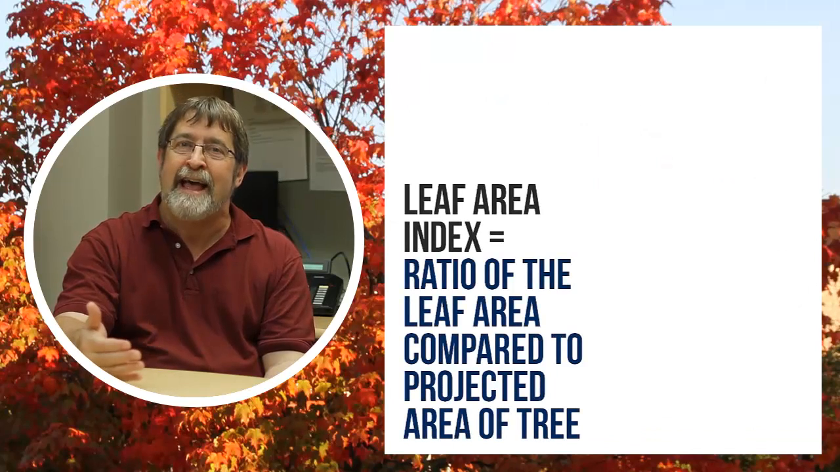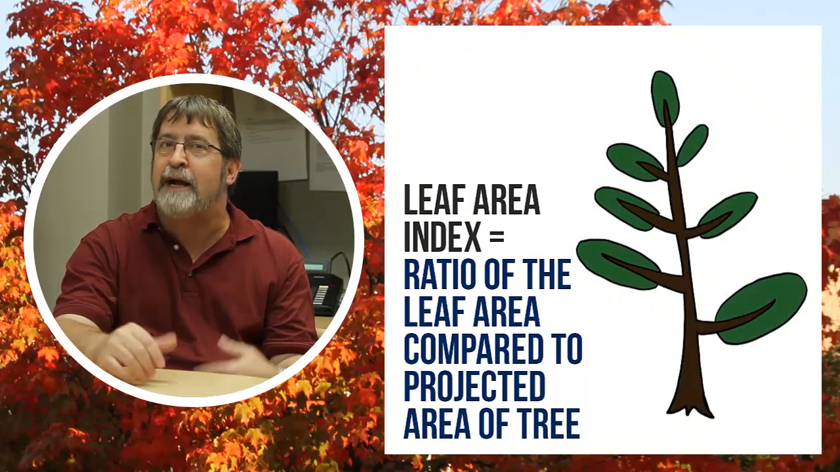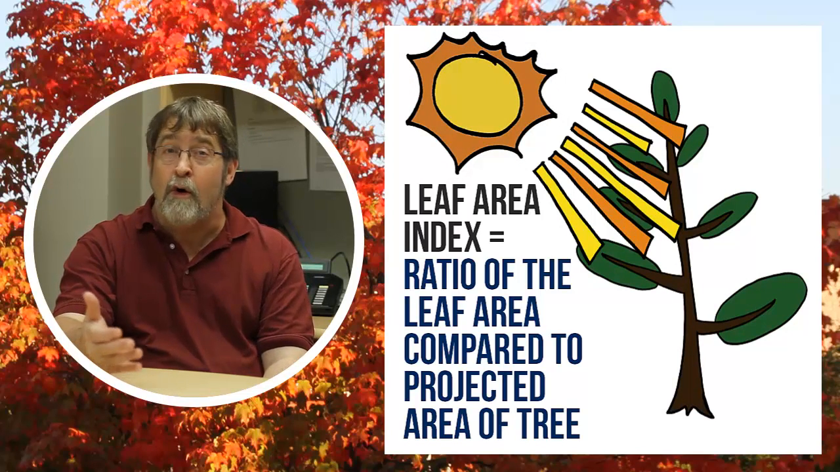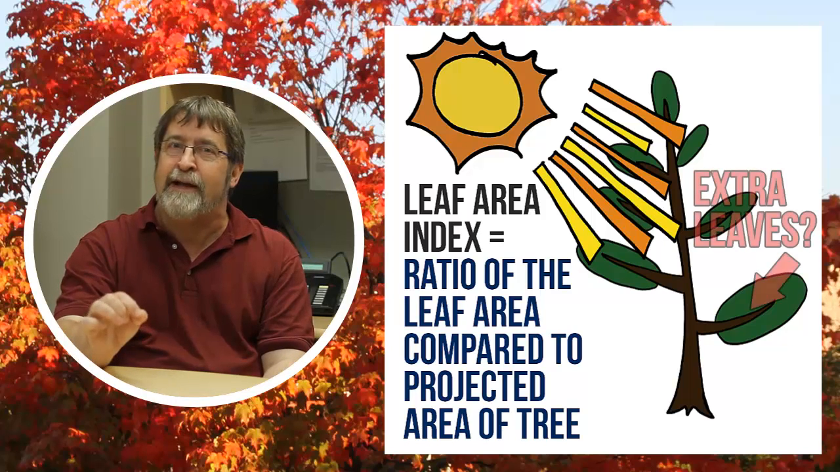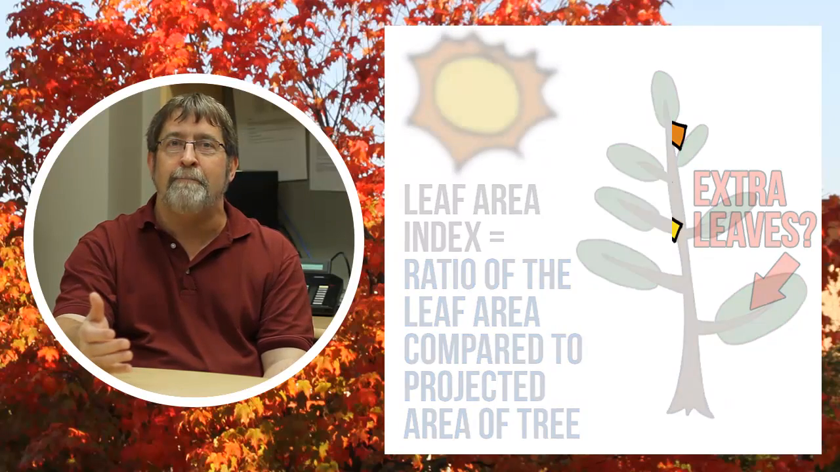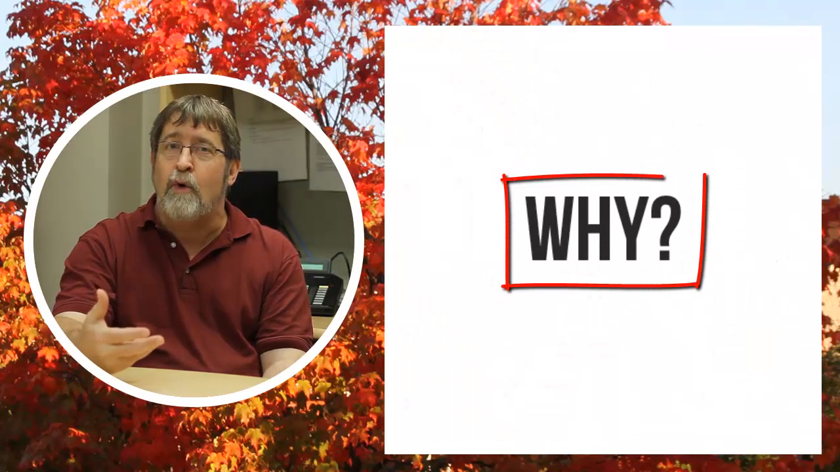In fact, many trees have what's called the leaf area index, which is the ratio of the leaf area compared to the projected area of the tree, that's well in excess of 3 or 4 or even 5. That is, there's 5 times as much leaf area as you need to possibly collect the solar energy that you need. The question is why? And the answer is quite interesting and quite obvious.